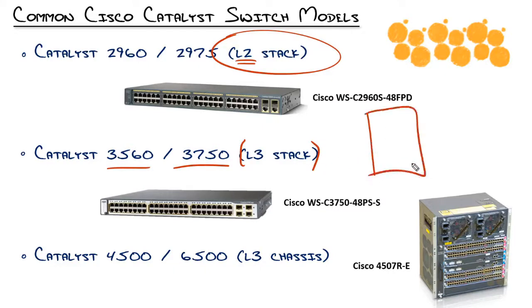Now, again, I'm back on the OSI model. Layer 1 is physical. Layer 2 is data link layer. Layer 3 is network. This lives and operates at the network layer, which means it does routing. So that brings up the question, what's the difference between a layer 3 switch and a router?